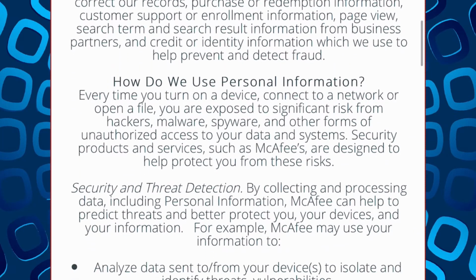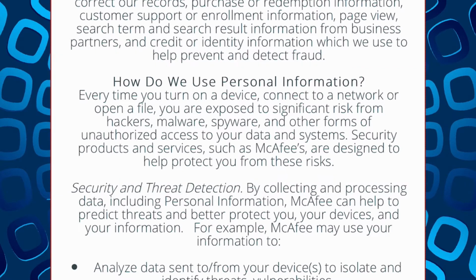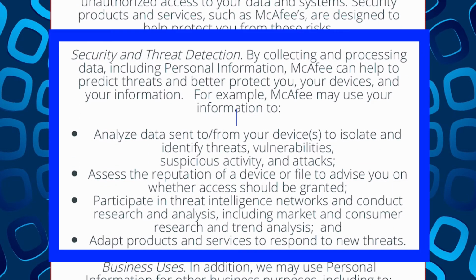So how do we use personal information? It says every time you turn on a device, connect to a network or open a file, you are exposed to a significant risk from hackers, malware, spyware and other forms of unauthorized access to your data and systems. So they use this personal information for security and threat detection. By collecting and processing data, including personal information, McAfee can help predict threats and protect you.